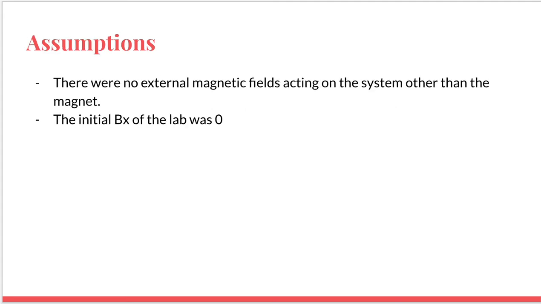Now, in this experiment, there were some assumptions. The first being that there was no external magnetic field acting on the system other than the magnet, and that the initial Bx of the lab was 0.